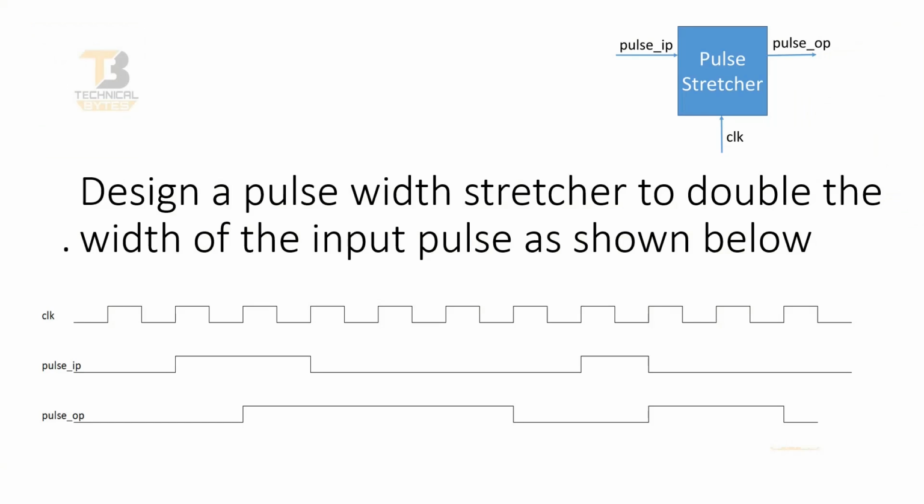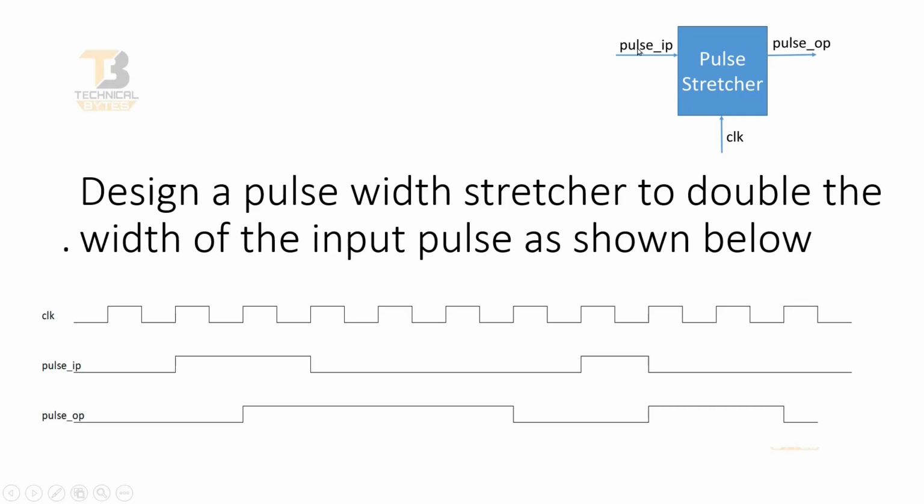Friends, the challenge is on your screen, where you have to design a pulse width stretcher to double the width of the input pulse as shown below. Here you have to design this pulse stretcher. It has two inputs, pulse input and clock. Pulse input is 1 bit long. It has one output, pulse output. It is also 1 bit long only.